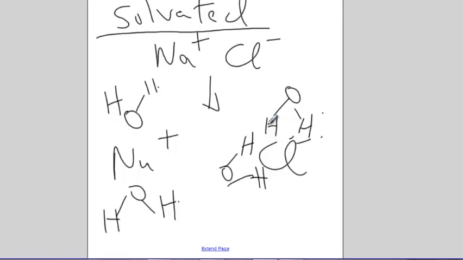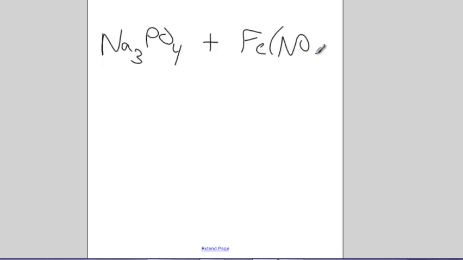Now, remember when we were writing equations? We could write something like Na3PO4 plus Fe(NO3)3 yields. Now this guy is aqueous, and this guy is aqueous. That is, they dissolve in water. Never mind how you know that at this point. I'll get to that in a minute. But just trust me, those guys are aqueous.